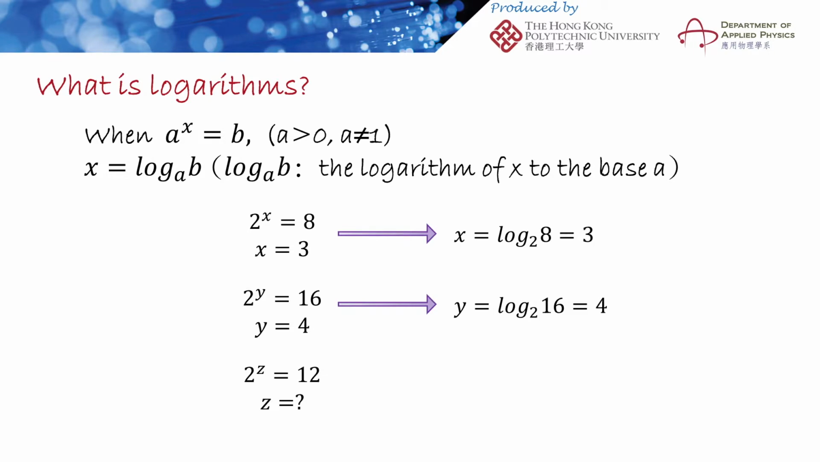When the answer is a decimal number, logarithms must be applied. z is equal to log base 2 of 12. The answer is 3.59. Later on, I will show you how to use a calculator in logarithm calculation.